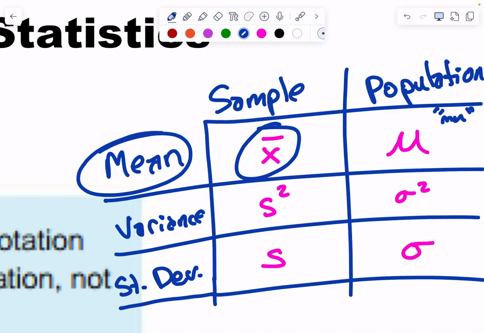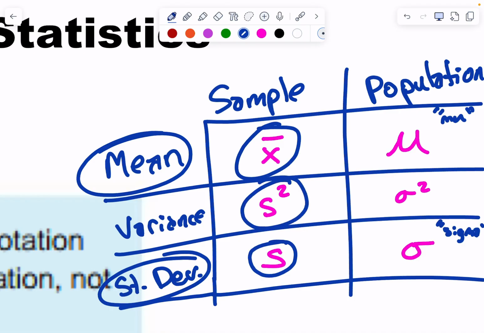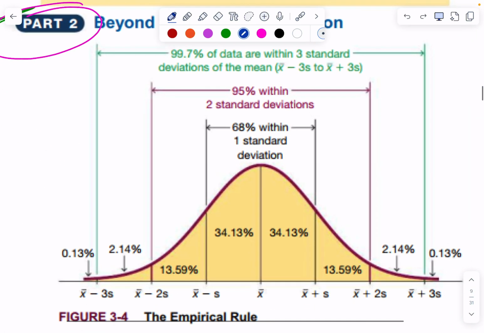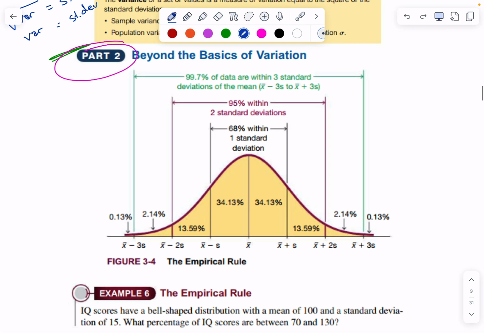And then variance and standard deviation. Standard deviation is S for a sample, but he is sigma for a population, okay? And then variance is the standard deviation squared, so he's just S squared or sigma squared. Those are the symbols that you will use for population, sample, mean, variance, standard deviation. We'll use those tons and tons going forward. Got it?